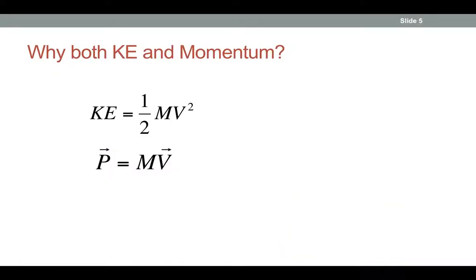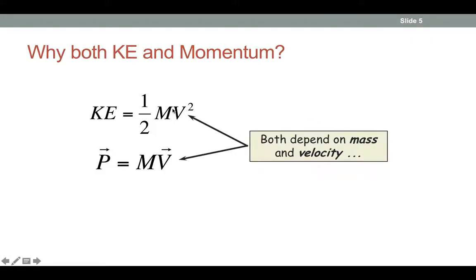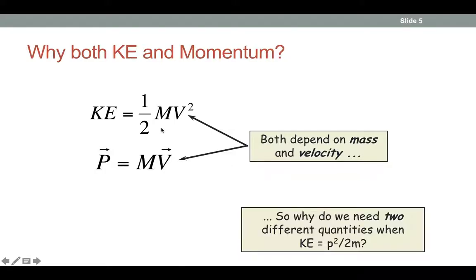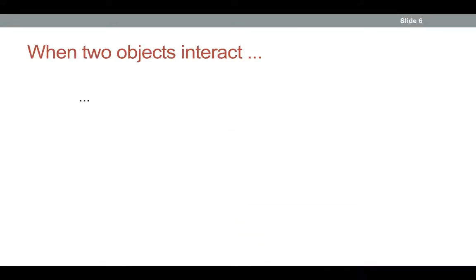Now, why do we have both kinetic energy and momentum? Kinetic energy depends on mass and velocity, and momentum depends on mass and velocity. They're different combinations of mass and velocity, but they seem to be strongly related. In addition, we can take kinetic energy, multiply and divide by mass, and we find kinetic energy actually equals p squared divided by 2m. Our kinetic energy essentially is just directly related to momentum. So why do we need both quantities?